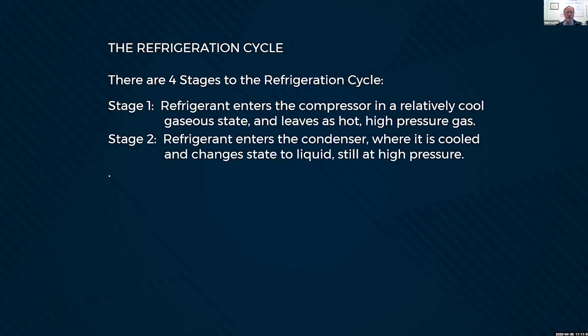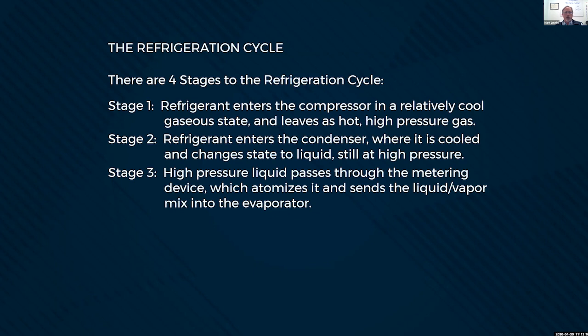From there, it goes to the condenser and it gets cooled. And in that cooling process, it condenses to a liquid, hence the name condenser, but it's still at high pressure. So that high pressure pushes it down through the metering device known as a thermal expansion valve. And as it goes through the tiny orifice in that valve, it gets atomized into a mist, and then it gets sent into the evaporator.